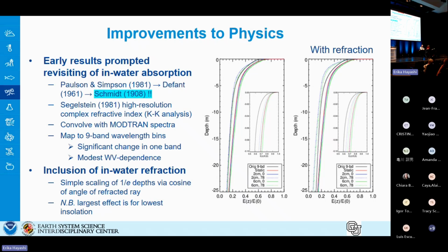And we did get some significant changes in one band, and the water vapor dependence also has some change there. And we also thought, well, while we're at it, we ought to put some refraction in. So we put a very simple refraction in. So the 1/e depths are scaled by the cosine of the incident refracted ray.